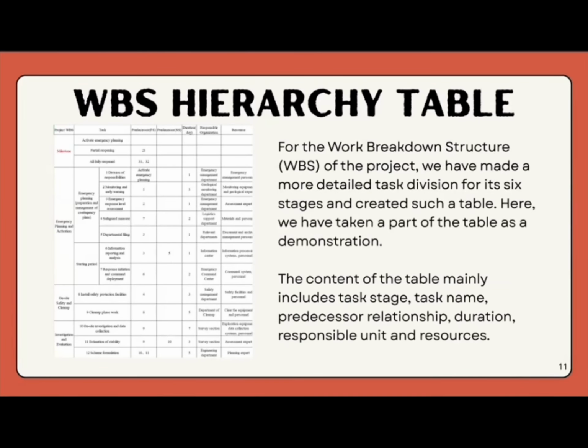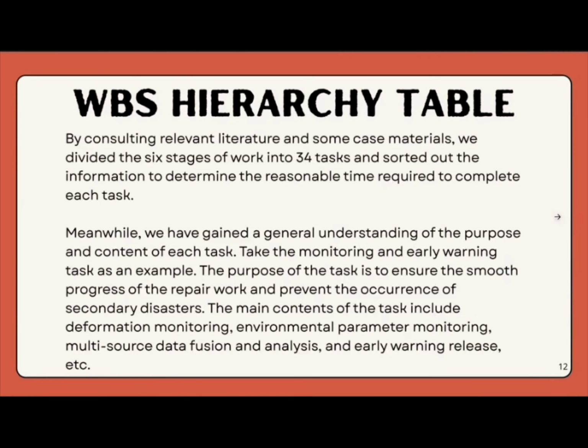The content of the table mainly includes task stage, task name, predecessors, relationships, duration, responsible unit, and resources. By consulting relevant literature and some case materials, we have divided the 6 stages of the work into 34 tasks and sorted out the information to determine the reasonable time required to complete each task. Meanwhile, we have gained a general understanding of the purpose and context of each task.